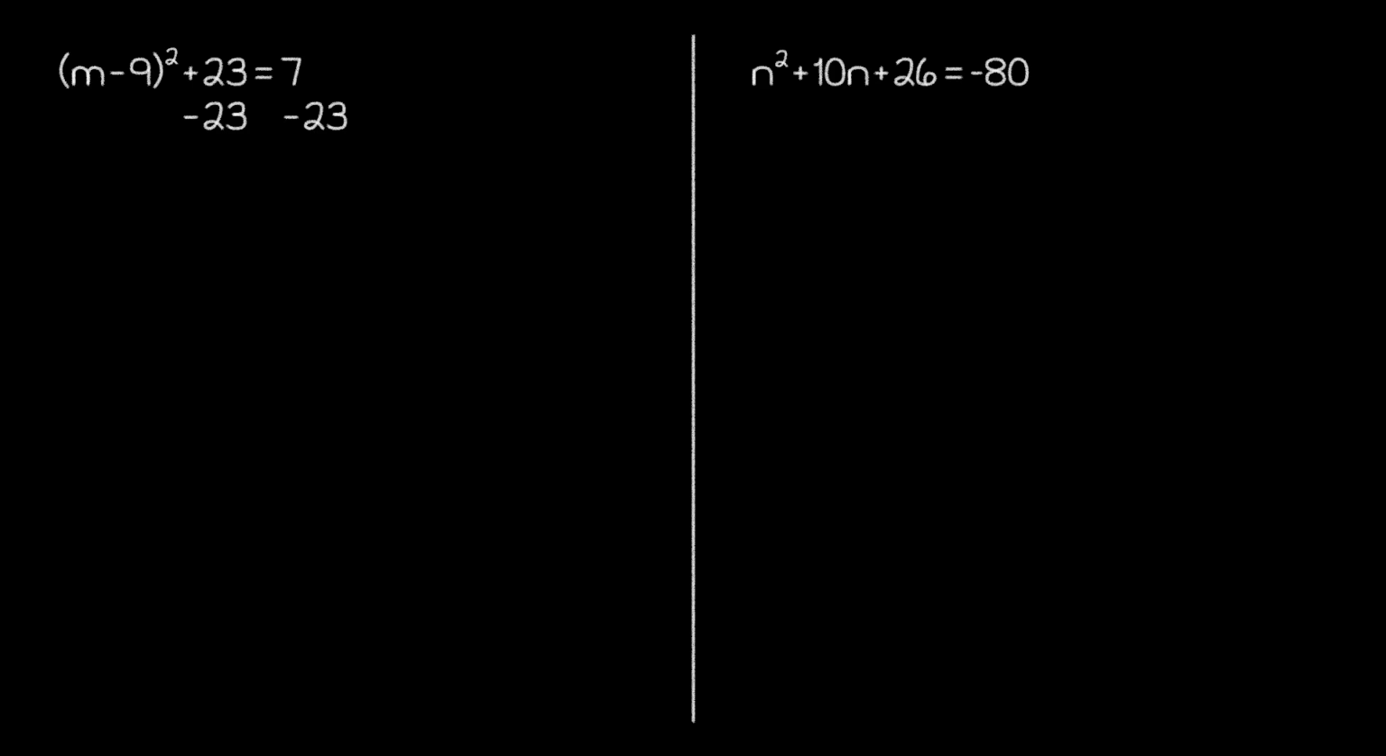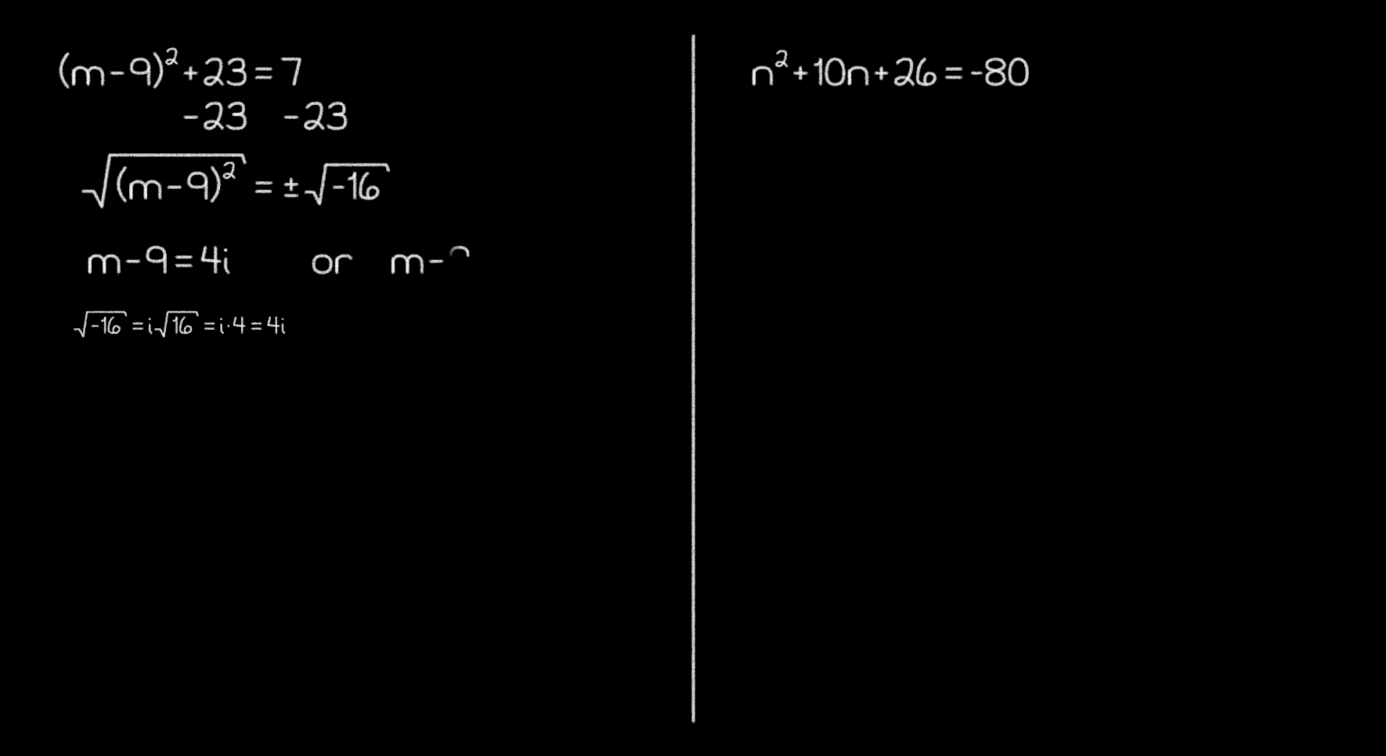Notice then that we get an expression squared that's equal to a negative number. At this point, we know that we can still simply take the square root of both sides, but that this process will result in imaginary numbers instead of real numbers. This results in splitting our equation to get these two new equations. Then we can add 9 to both sides of both equations to get these answers.